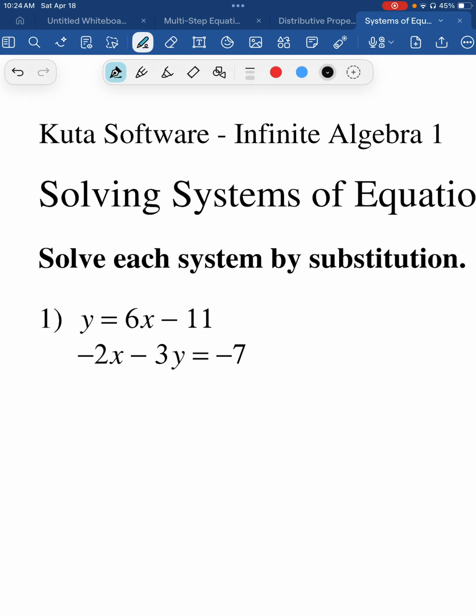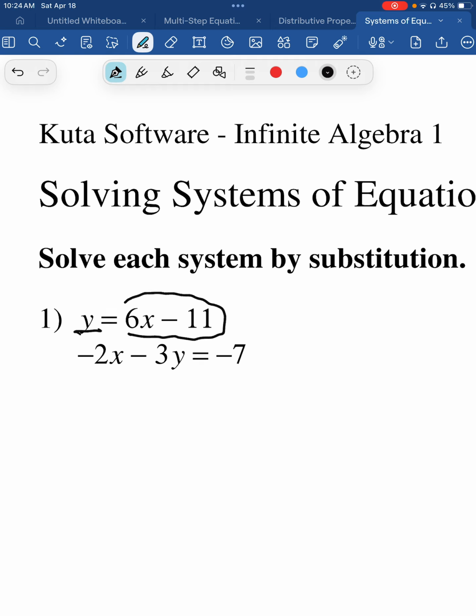But when we have a system of equations, meaning we have more than one equation, we can use one equation to help us solve the other. So we know that this equal sign here, if we were to translate it into the English language, means "is the same as." So y is the same thing as 6x minus 11.